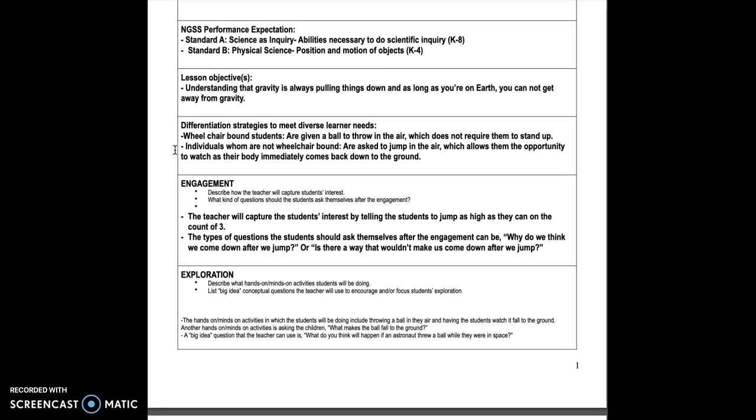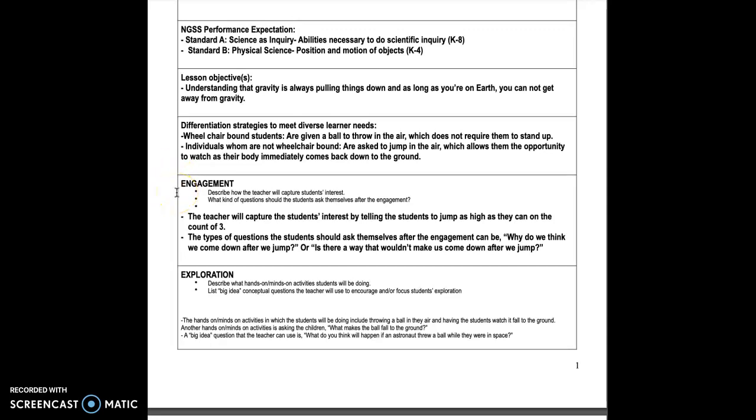Individuals who are not wheelchair bound can be asked to use their legs to jump in the air, which allows them the opportunity to watch as their body immediately comes back to the ground, and or they can use the playground slide equipment to slide down the slide.